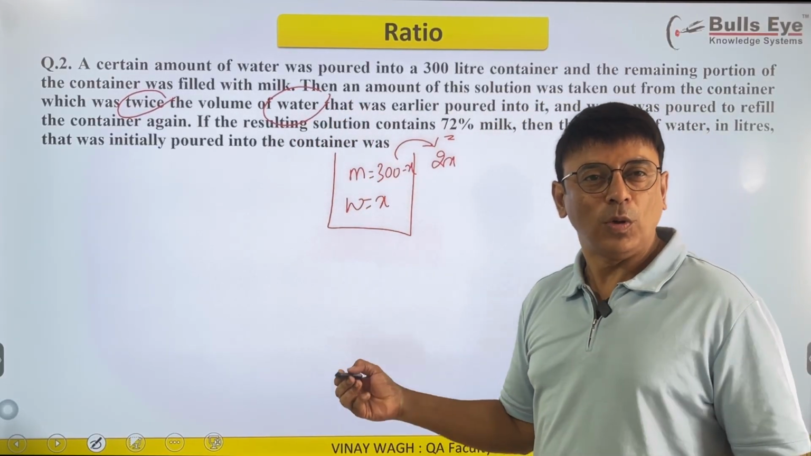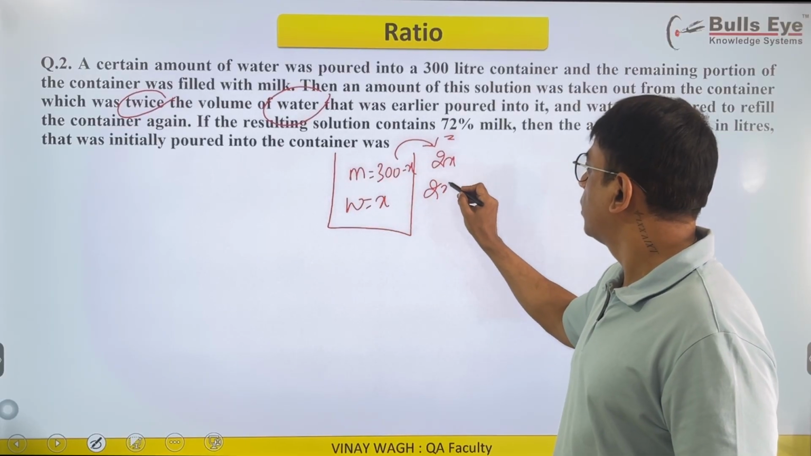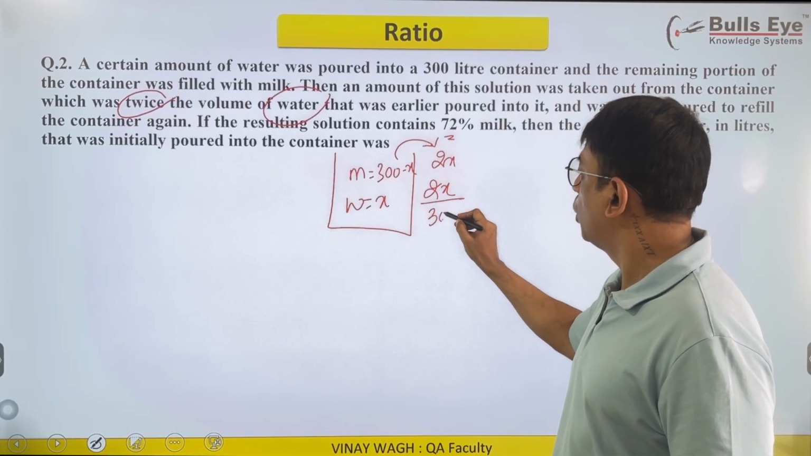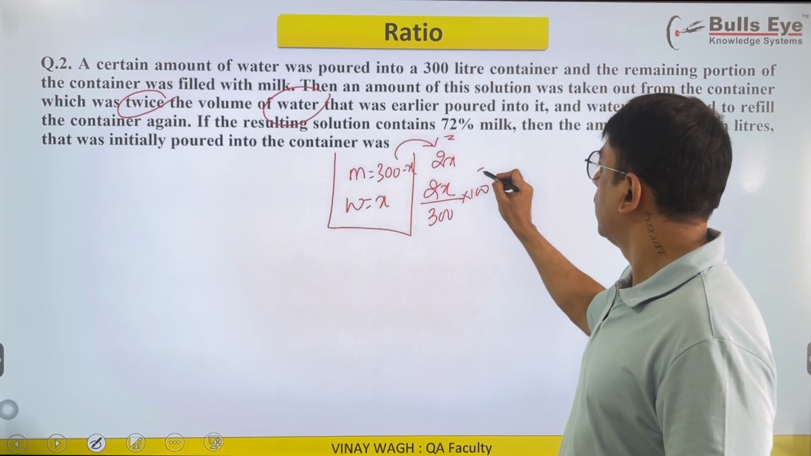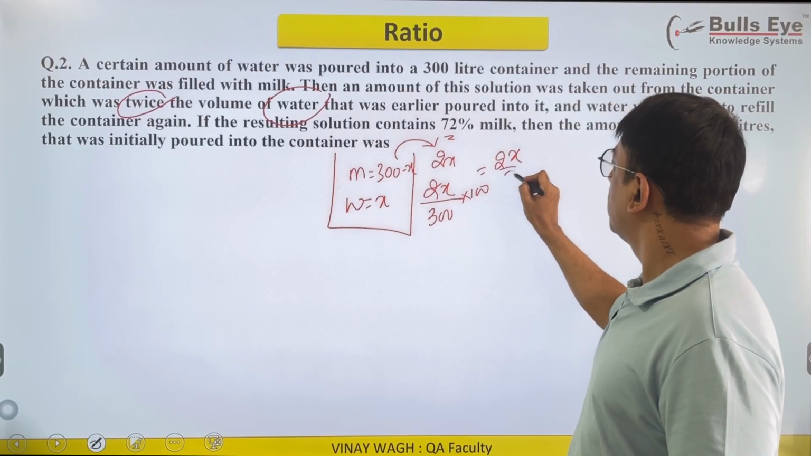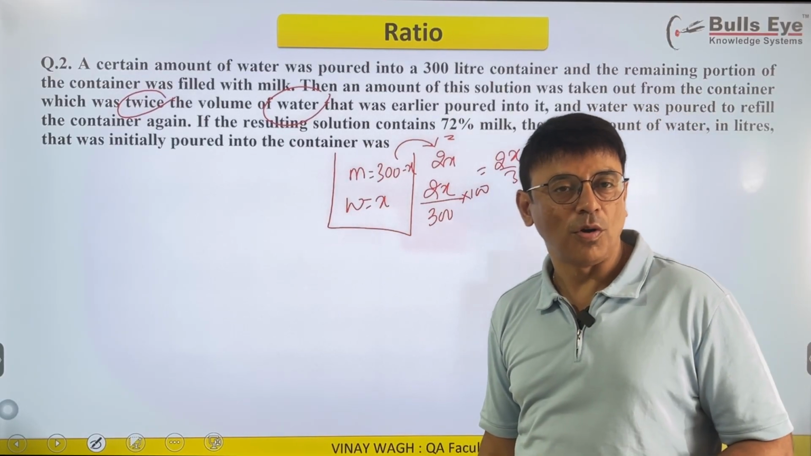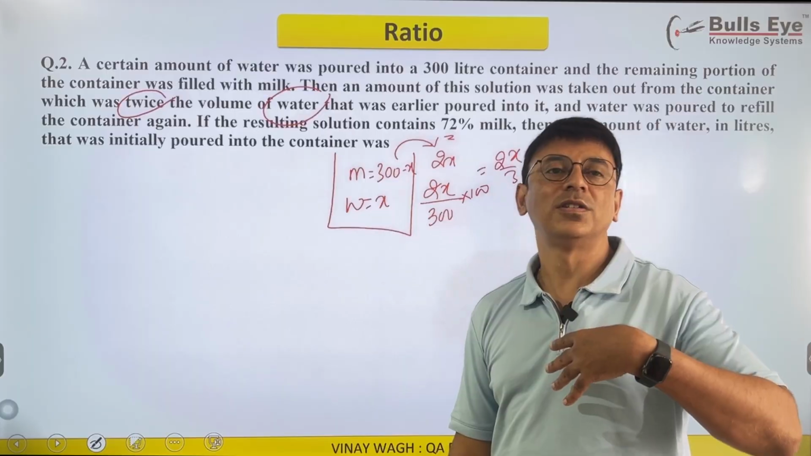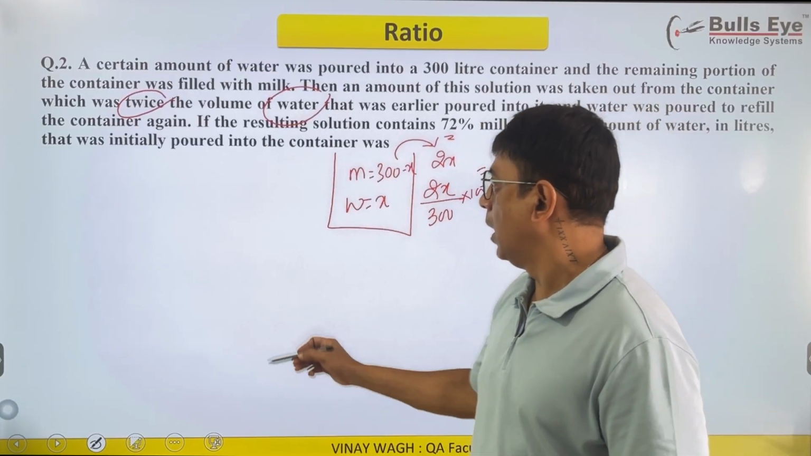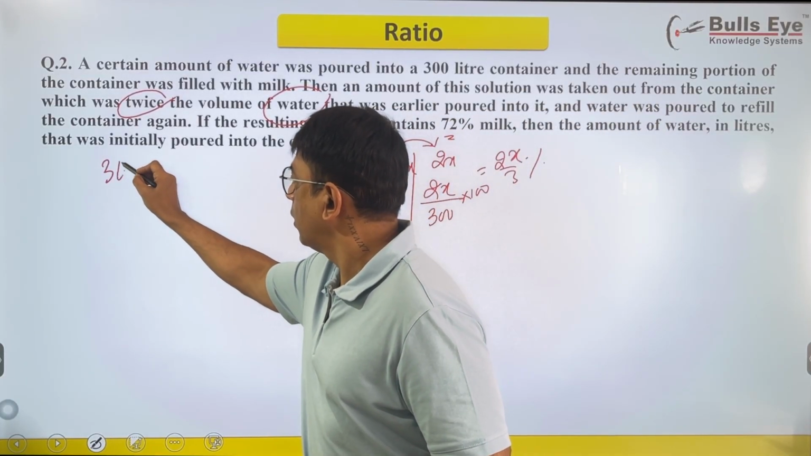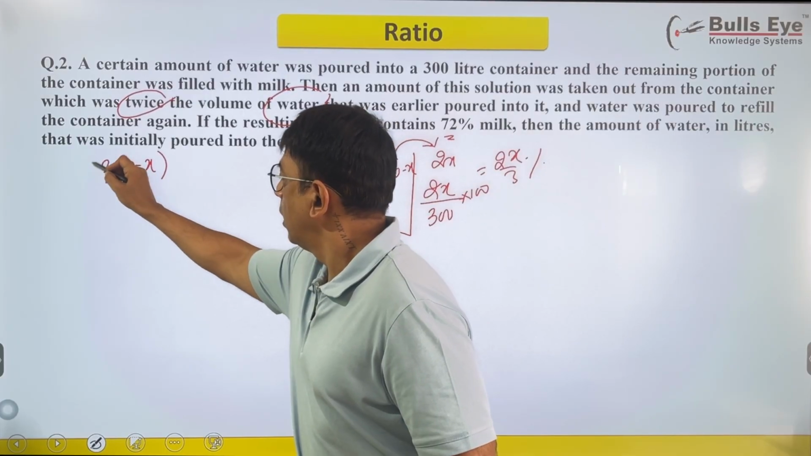So how much is gone out in percentage? That's 2X divided by total into 100, and that is 2X by 3 percentage. This much is gone out. So obviously the same percentage is gone out for milk. How much is milk for us? That is 300 minus X.